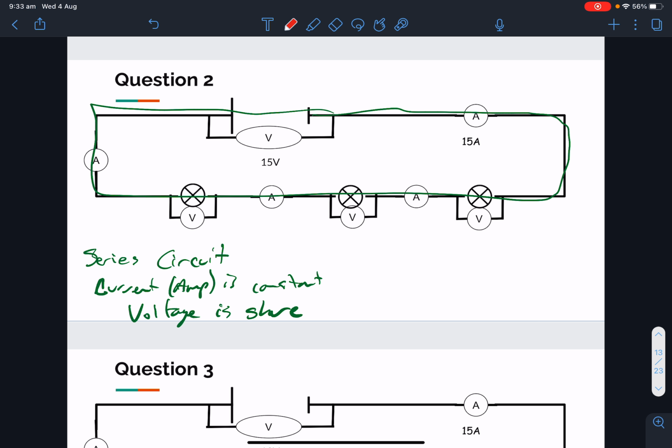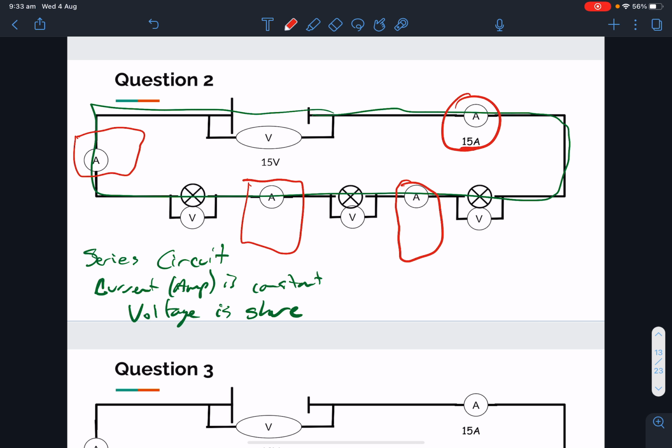Our ammeter with a measurement is here, and we've got this ammeter here, and we've got this ammeter here with a blank, and this ammeter here with a blank. Current must be constant, and this one says 15 amps, so 15 amps for all of them, okay? Because it is a series circuit, current remains constant.